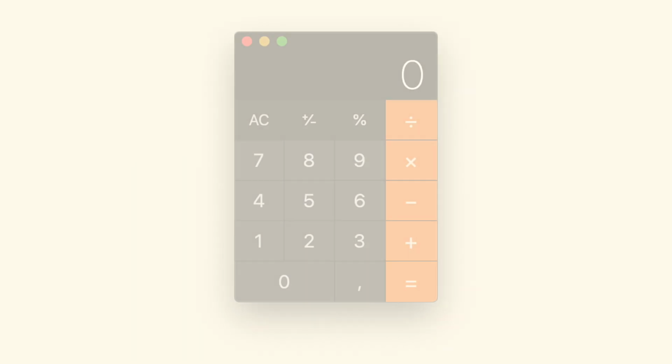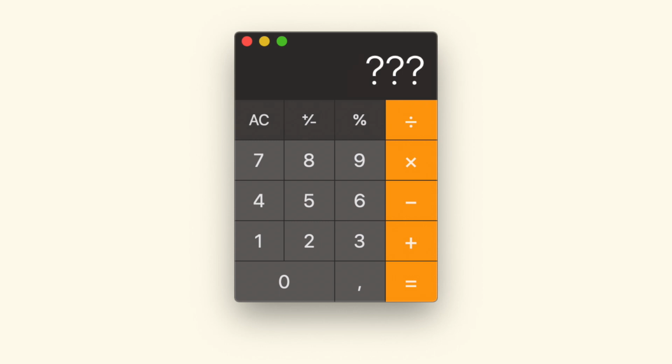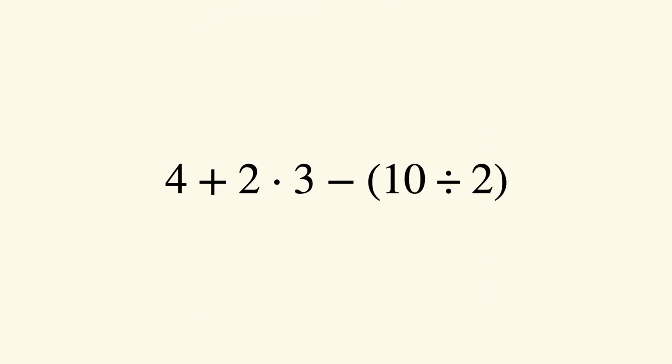What actually goes on in a computer to solve a simple math problem? How do we go from numbers and symbols to a final result? Well, let's see. Let's take 4 plus 2 times 3 minus 10 divided by 2.